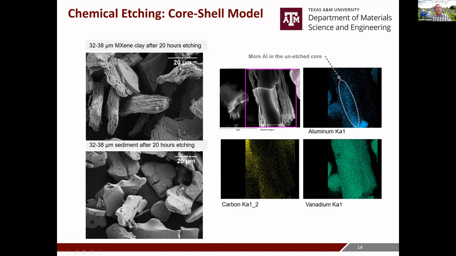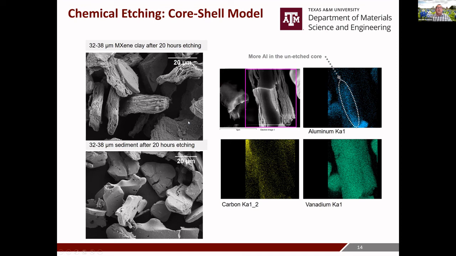And what's really important is that if you look at the thickness of these particles in the etched state and the core, they're becoming much, much thinner, suggesting that the etching close to the surface, because these are plate-like particles, is actually faster. In many cases, we can see something like this, where we have a core that's unetched, and we have aluminum that we can detect in the middle while the surface is very nicely etched.